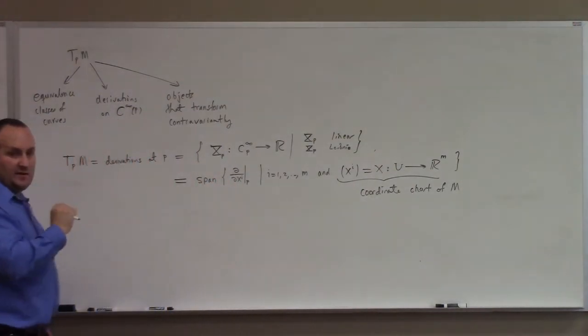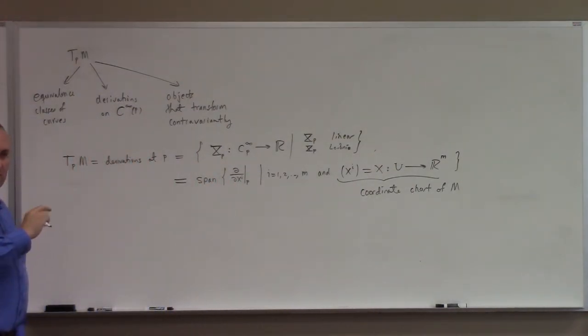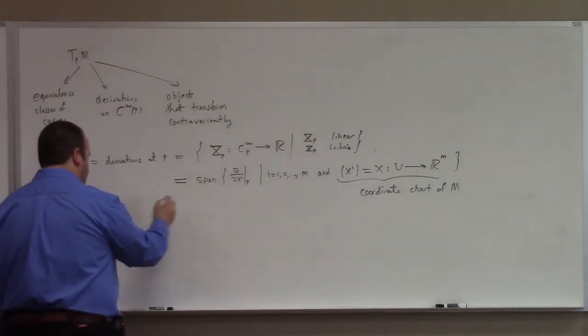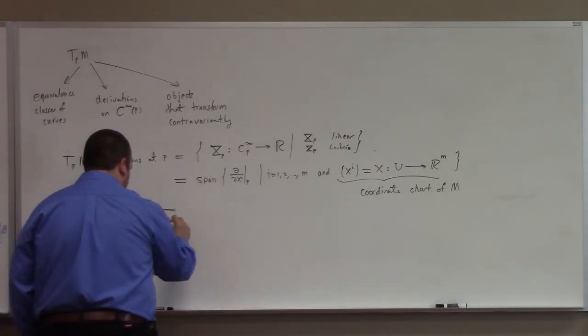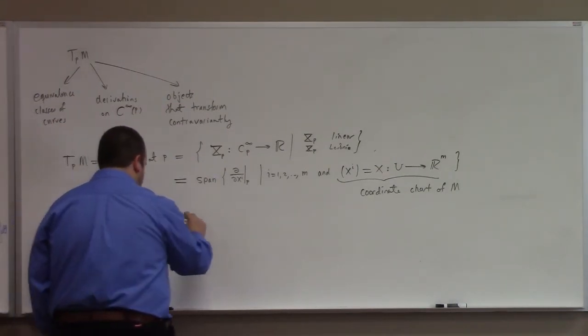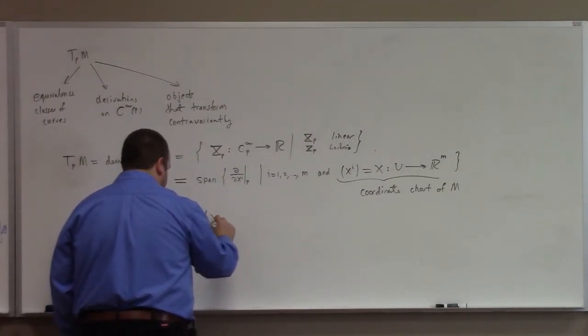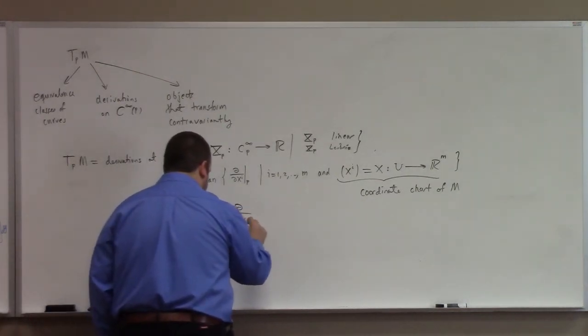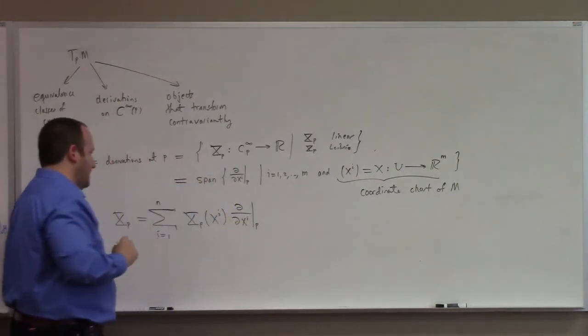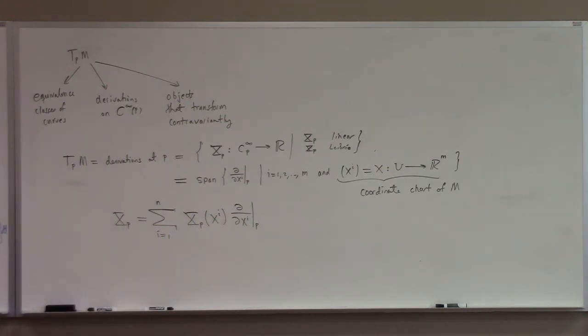We can build any derivation from the coordinate derivations, from these partial derivatives. To be more specific, here's the formula. X_p is equal to the sum, i equals 1 to n, of X_p acting on the ith coordinate function, x^i, times partial over partial x^i at p. We can calculate the components of any derivation by acting on the coordinate functions in this way. That was the theorem we saw last time. I'll try to actually put this into practice.